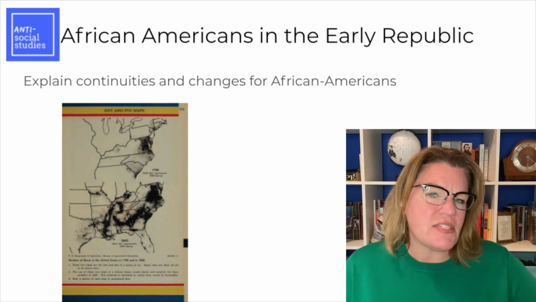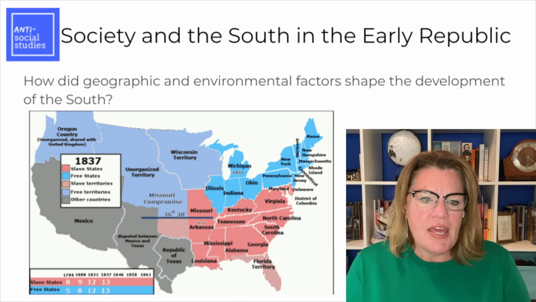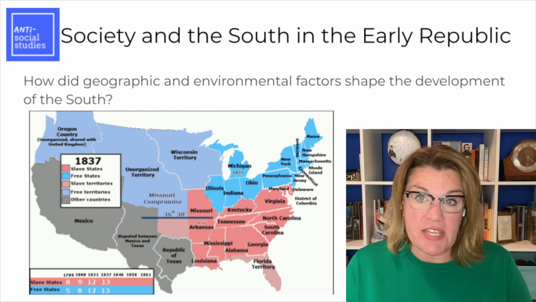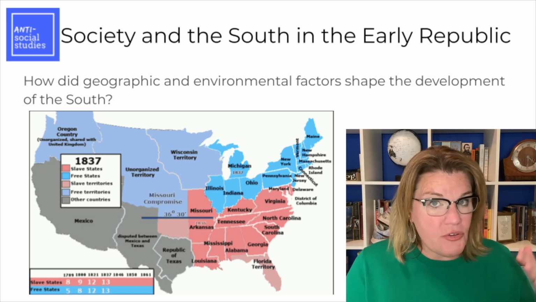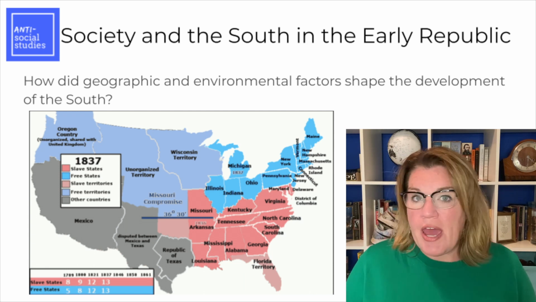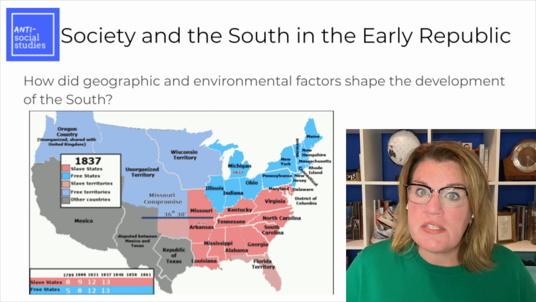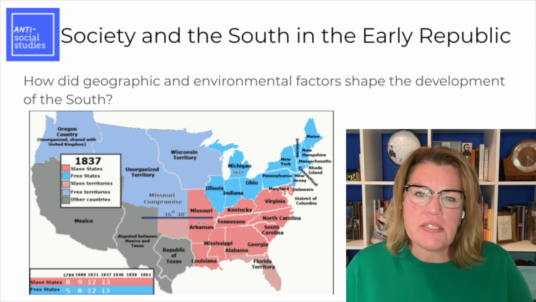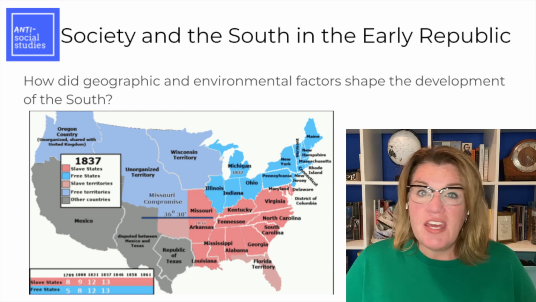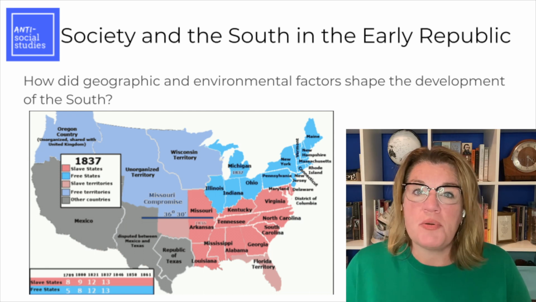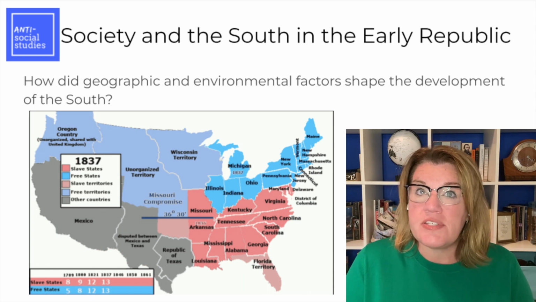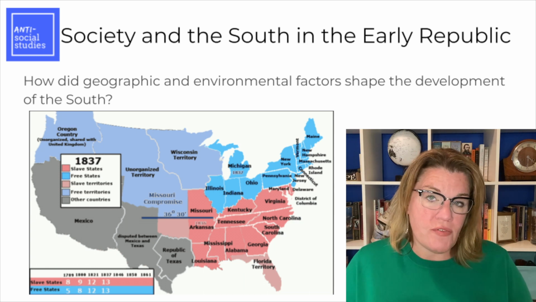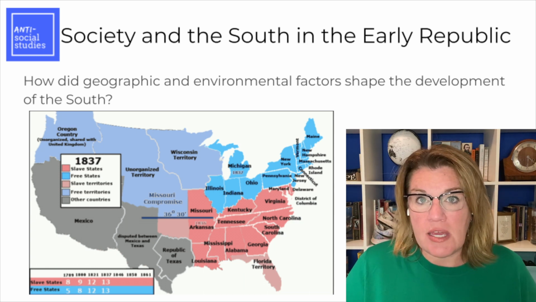And then let's look at the society of the South in the early Republic. How did geographical and environmental factors shape the development of the South? Again, we know what's coming. We know the Civil War is on the horizon. It's going to wreck everything that the South thought was their stable ground. So what is it that's happening? Why is slavery so essential to Southerners' way of life? It wasn't predominant. Only 25% of Southerners actually owned slaves, but yet they would defend it passionately. So what was it about the structure of the South that was so dependent on slavery?